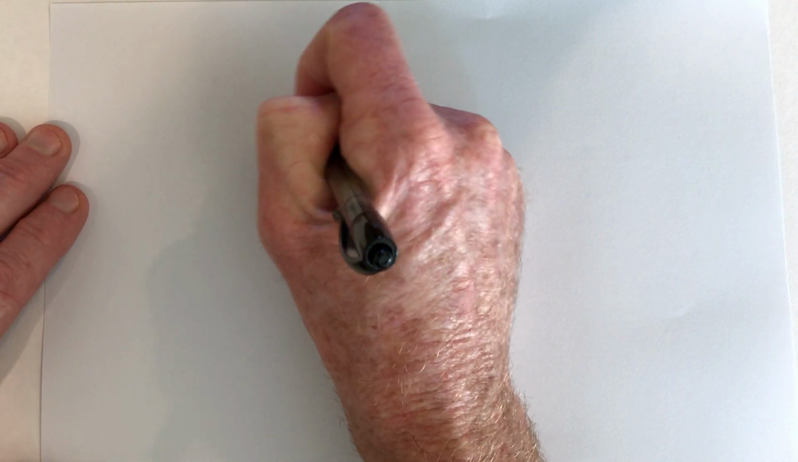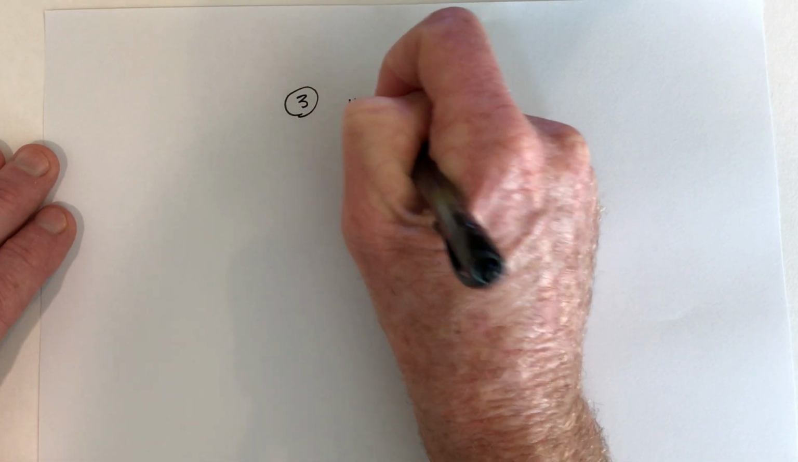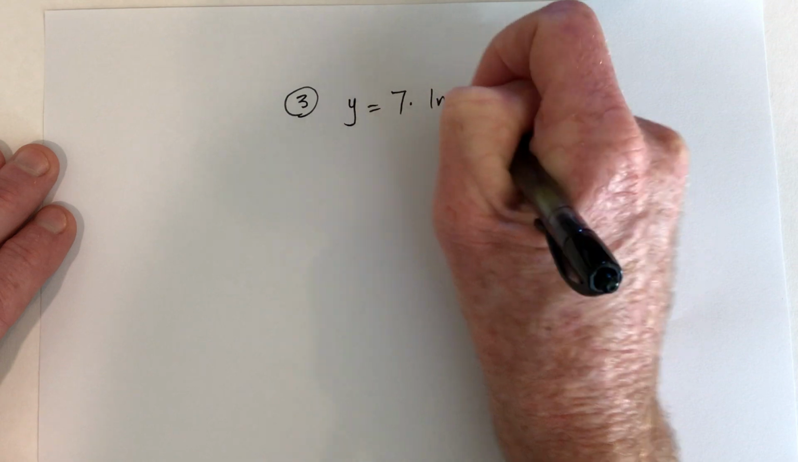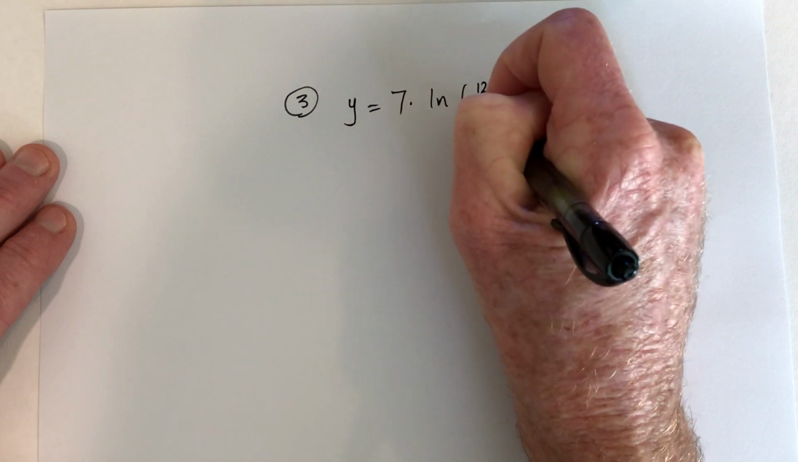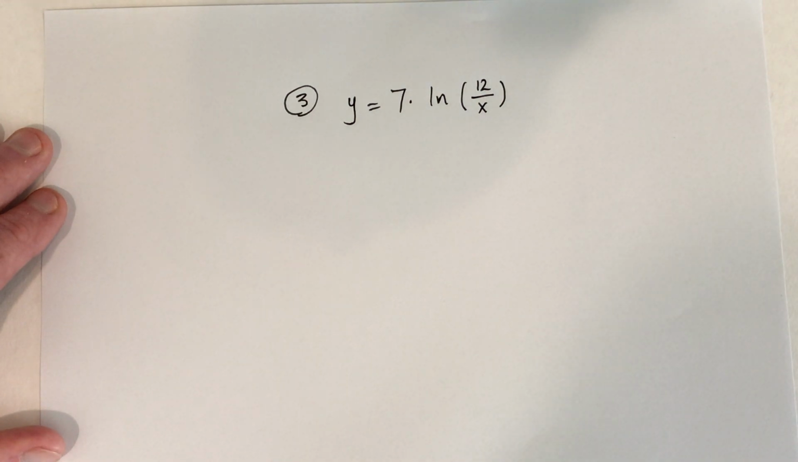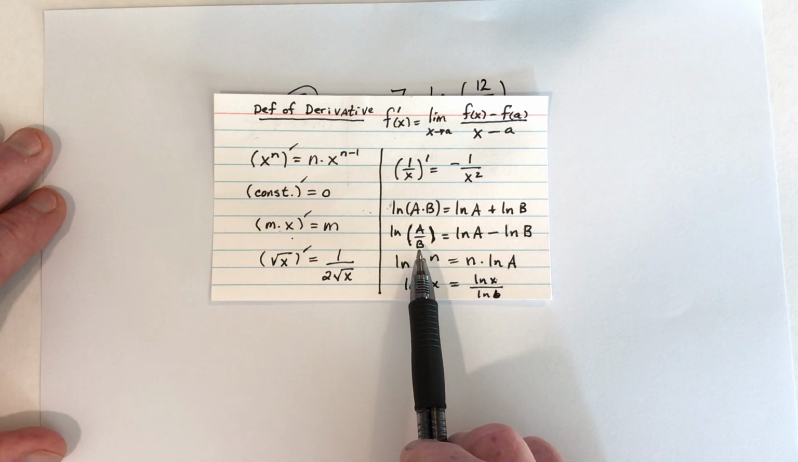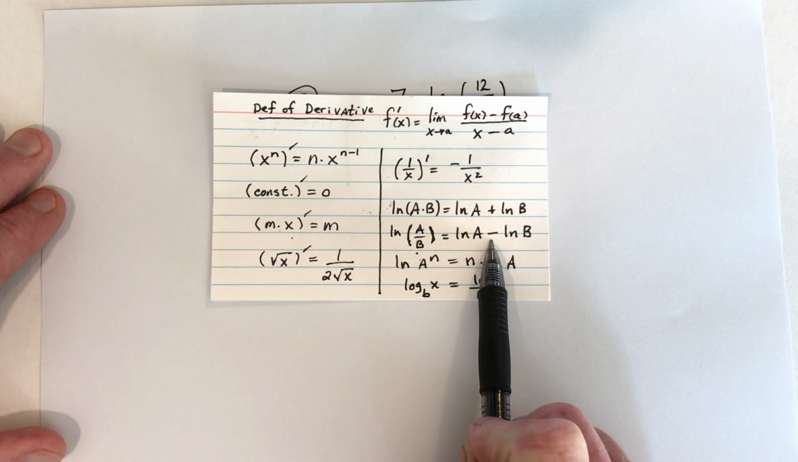Then for number 3, so for example number 3, how about y equals 7 times the natural log of 12 divided by x. So the 7 can just sit there in front, and then for divided by, I'm going to use this rule for logarithm and rewrite it with subtraction in between.